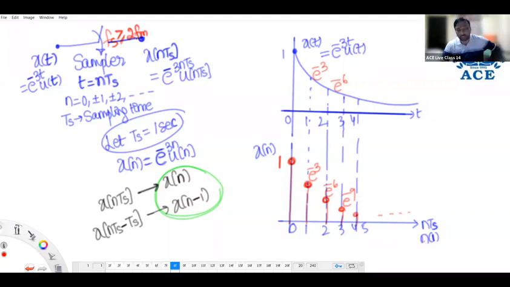Please go through the example, everyone. To convert continuous to discrete, t is replaced as nTs. In the example, we assume Ts as 1 second. If you assume Ts as 0.5, with a 0.5 gap only, you'll get the samples, sir.